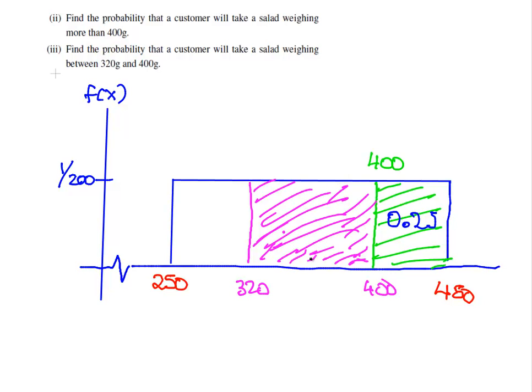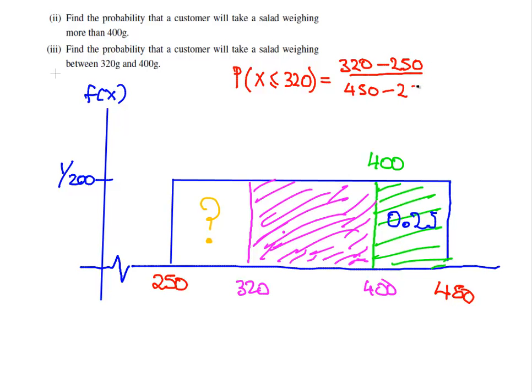Now, how do we calculate that? What we could do here is find out what this area is down here at the left-hand side. That area we can compute as the probability of x less than 320, and that is equal to 320 minus 250 all over 450 minus 250. That's equal to 70 divided by 200, and that's equal to 0.35. So this area over here is 0.35.